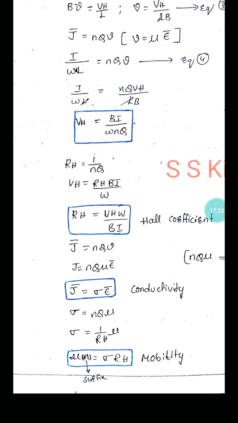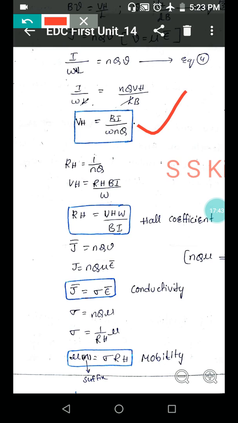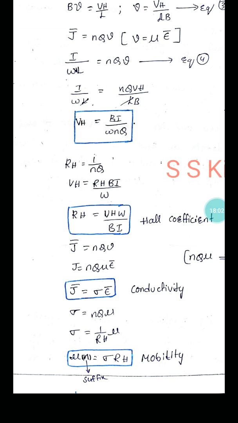Now J bar is equal to NQV. This is the expression for J bar, equal to sigma E bar for conductivity. You just have to concentrate on two equations: one is the Hall voltage and the second one is the Hall coefficient, also called RH. VH is equal to BI by WNQ. RH is equal to VHW by BI. These two expressions are very important for doing the mathematical problems.